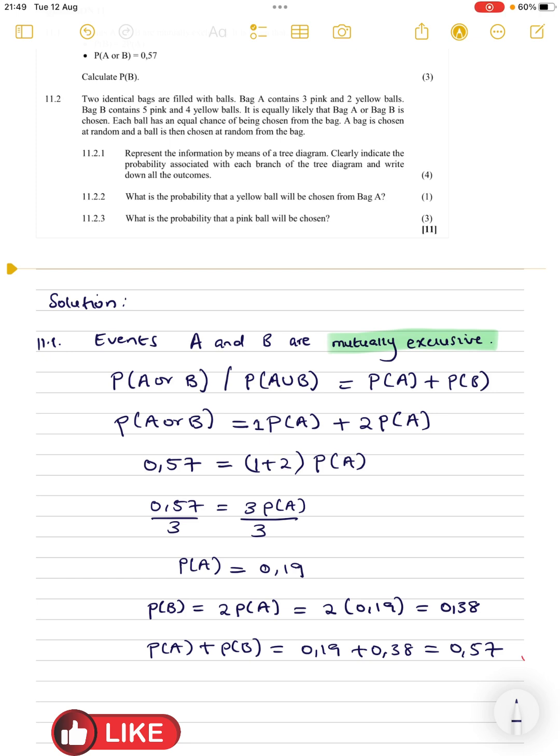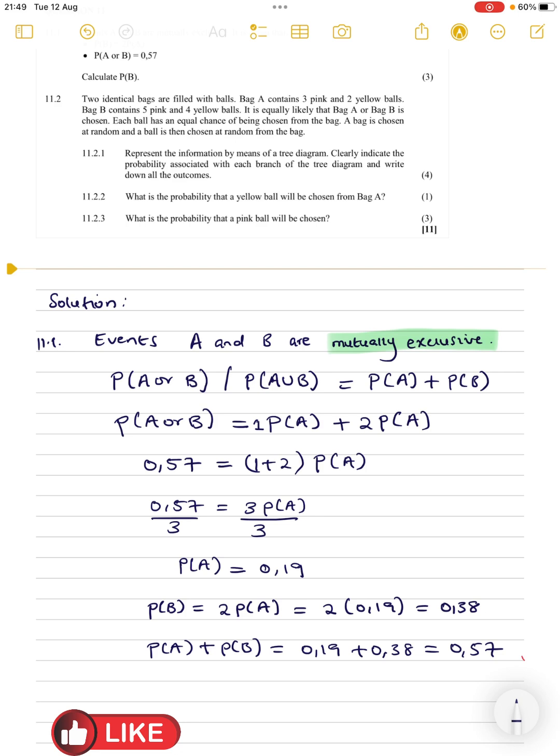Okay, then let us go to 11.2. In 11.2, we are given two identical bags filled with balls, bag A and bag B. We are told that bag A contains 3 pink and 2 yellow balls, and bag B contains 5 pink and 4 yellow balls. We are told that it is equally likely that bag A or bag B is chosen. If they say it's equally likely, that means the probability of choosing A or B at random is 50-50%.